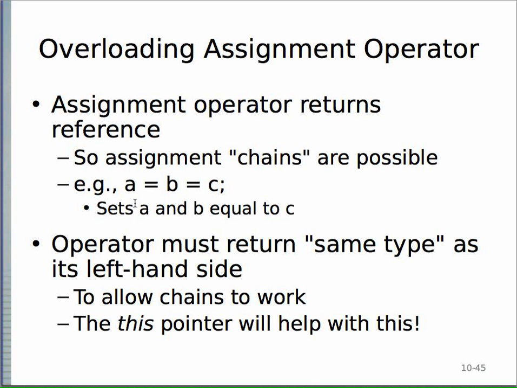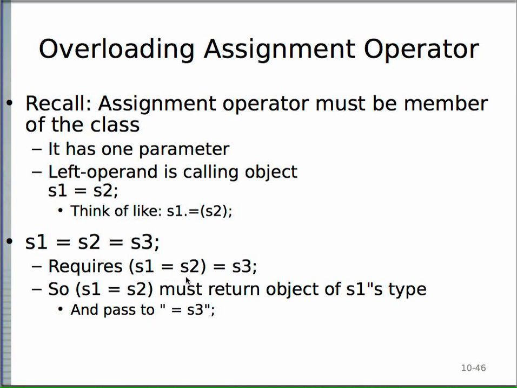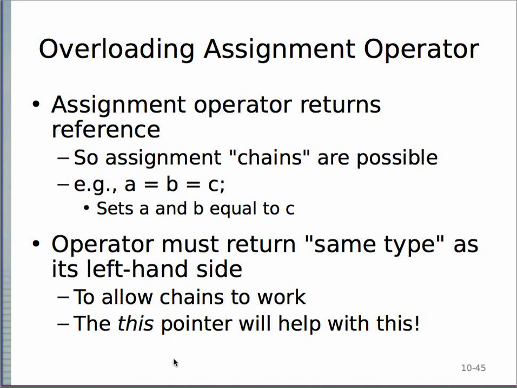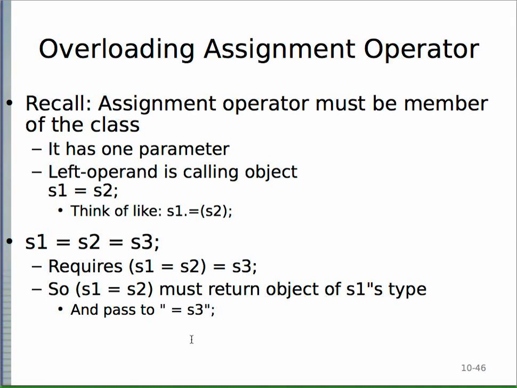Okay, so if you want to do stuff like this, if you want to cascade, you want to think of this as one thing, and this should return the same kind of object that B is. Okay, so the operator must return the same type as its left-hand side. And to do that, we have to use the this pointer. So let me pick up from this point in the next video.